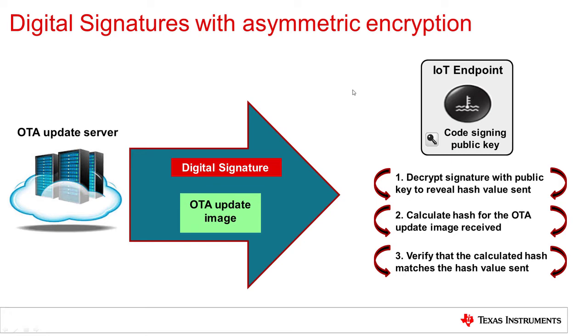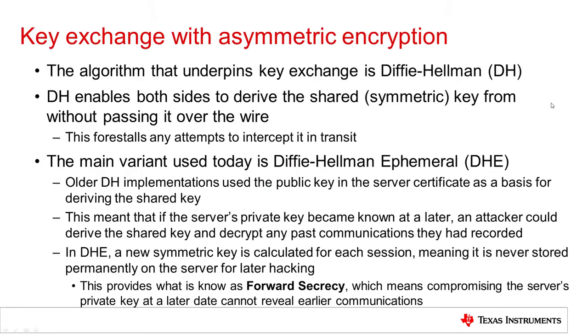Each IoT endpoint has the public key and it uses it to decrypt the signature to reveal the hash value sent. It then takes the OTA update image and performs the same hash function on that image. It then checks that the hash it just calculated for the image that was sent matches the hash value that was encrypted in the digital signature. If these match, the IoT endpoint can be confident that the OTA update did in fact come from the OTA update server and was not tampered with during transmission.